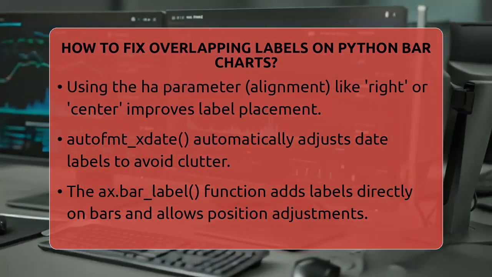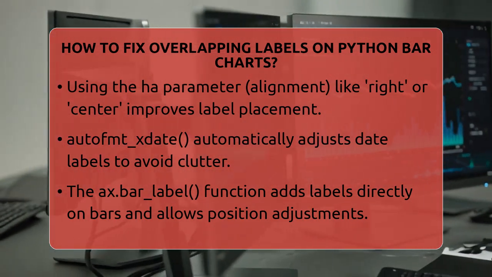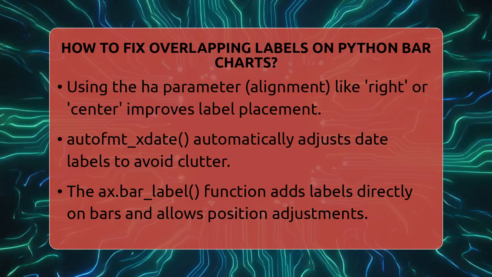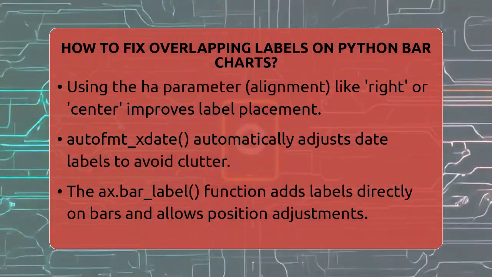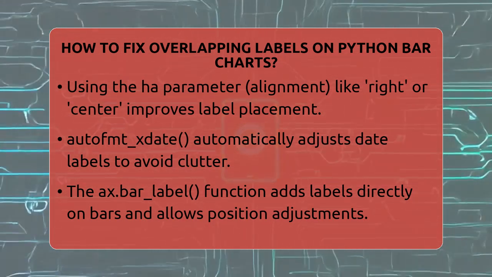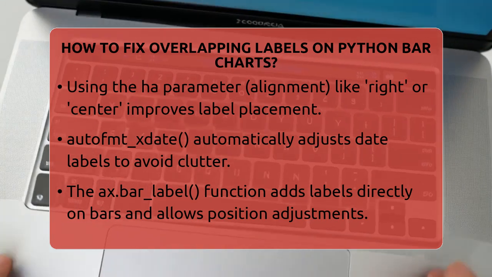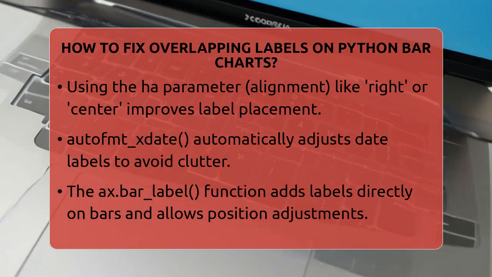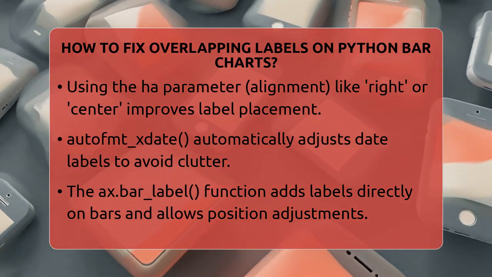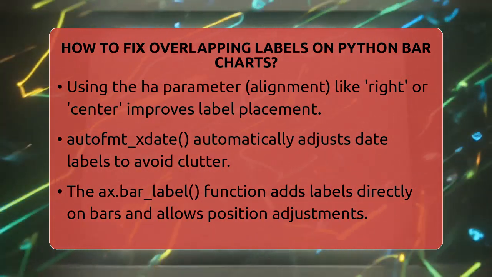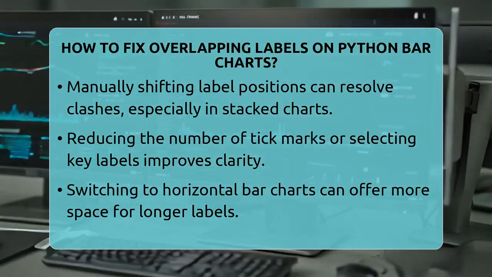If your labels are date or time values, autofmt_xdate is a handy function that automatically rotates and aligns them to avoid overlap. For bar labels directly on the bars, Matplotlib offers the ax.bar_label function. It allows you to add labels to each bar and control their position with parameters like label_type. If labels still clash, you can manually shift their positions by adjusting the coordinates of each label. This is especially useful in stacked bar charts where small bars can cause labels to collide.